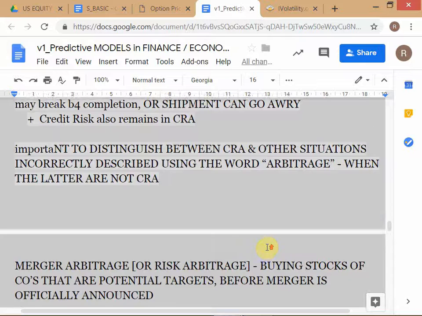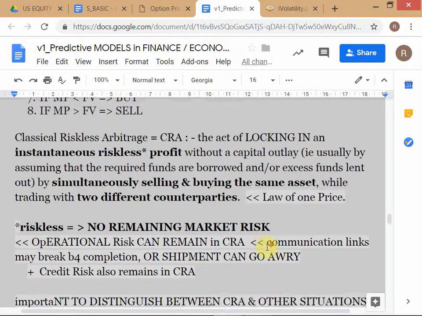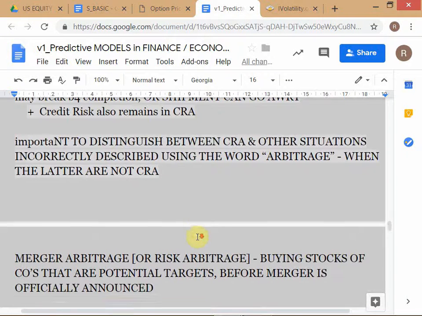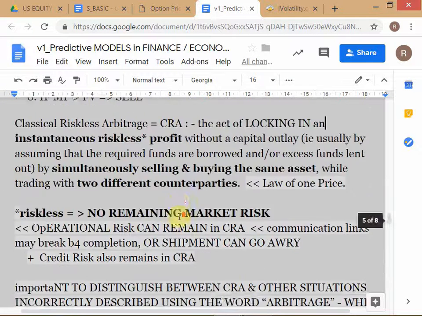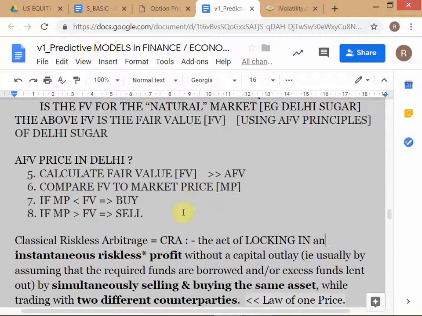So that's why I'm making this distinction. It's important to understand very clearly what exactly CRA is, because you will see many other examples. I'll give you some other examples later, but this is one example: merger arbitrage, where the market is using the word arbitrage, but this is not really CRA. According to me, it is an irresponsible use of the word arbitrage, but the market does this all the time, because they don't really think about exact terminology and consistency. They just coin something and just move on. Okay, so this is clear now. So we have understood what CRA is.